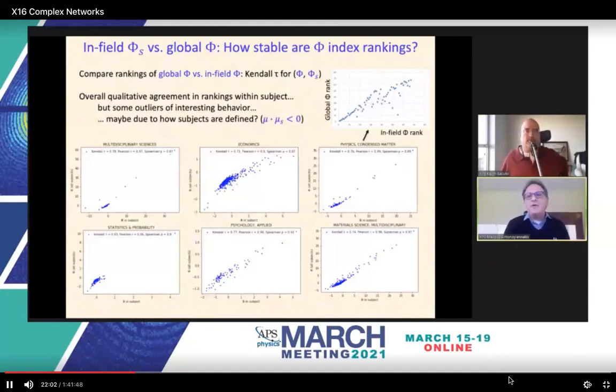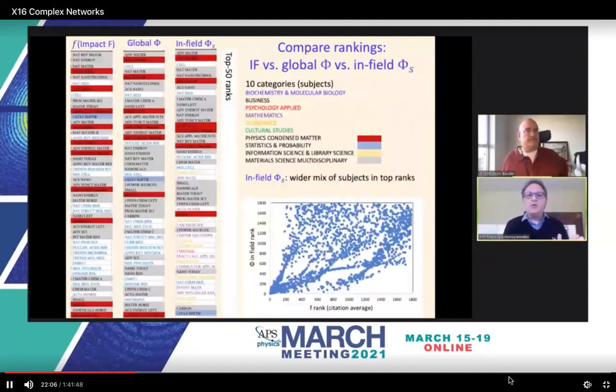Now let's go further. We see indeed that as we look at the in-field phi index rankings, more and more subjects start to be introduced in the top ranks. As we can see here, there's more and more color available in the top 60 journals when we go from the phi index ranking to the in-field phi index ranking.